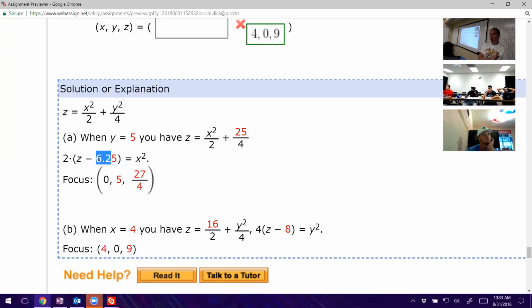Then all the same things, but for when x equals 4. We do the same thing: go back to your original equation, let x equal 4, and simplify that down. You're going to get that general equation for a parabola, and then the same exact idea. We forced x to be 4, y has no shift, and I'm not sure why they have z equals 9 instead of 8.